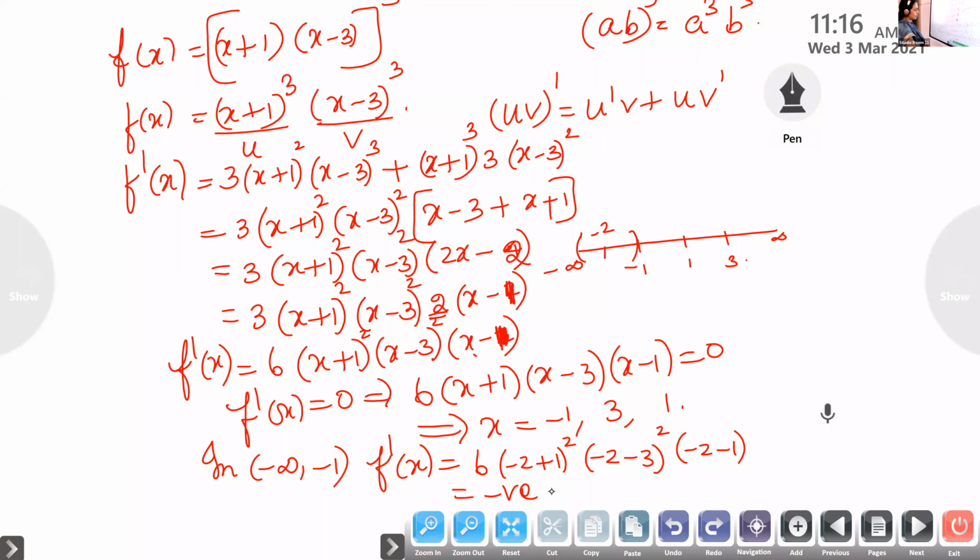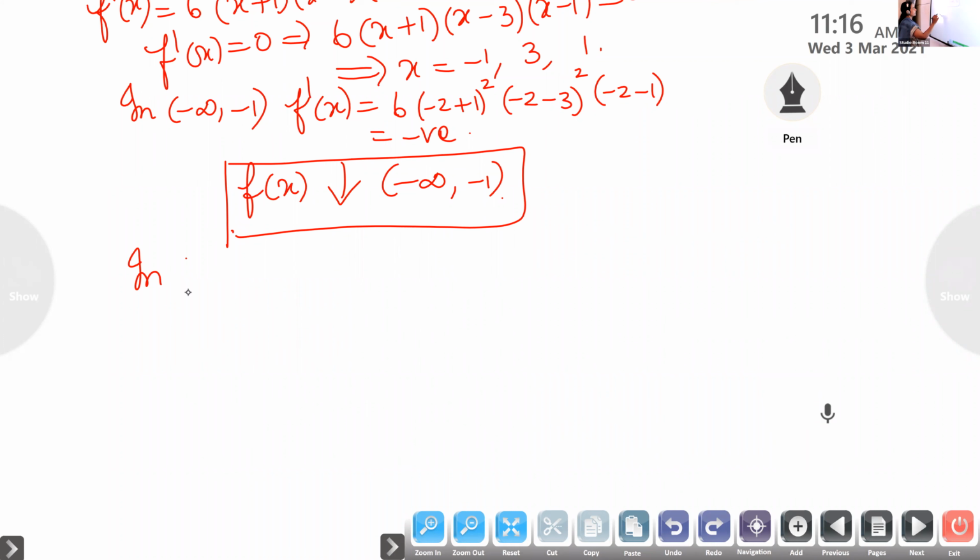Therefore, what we can say, Karthik? So in that interval, f of x is decreasing. Therefore, f of x decreases in the interval minus infinity to minus 1. Now you select the next interval. Which is the next interval? In the interval minus 1 to 1, isn't it? Is it correct?